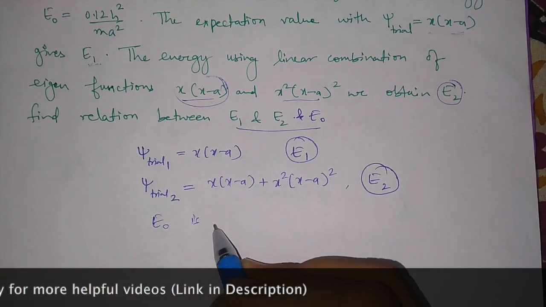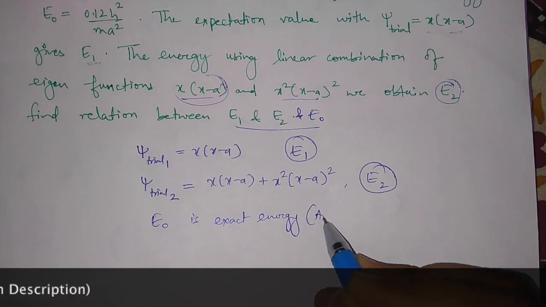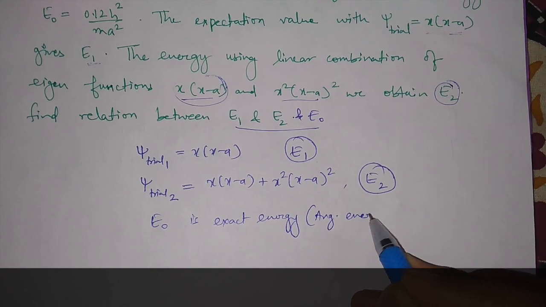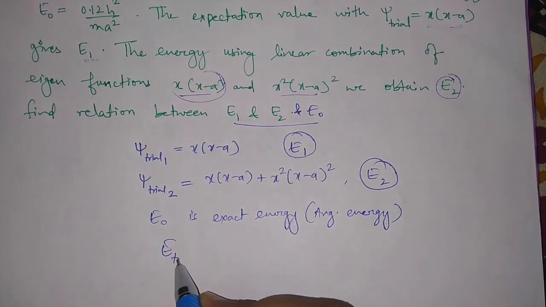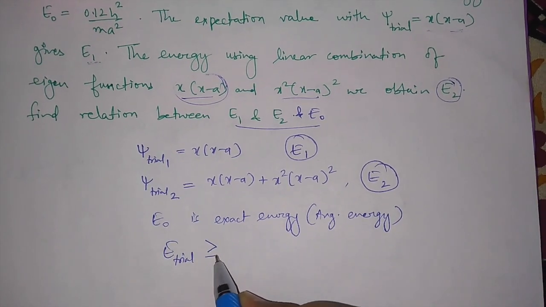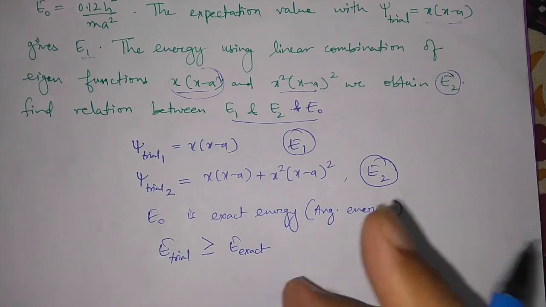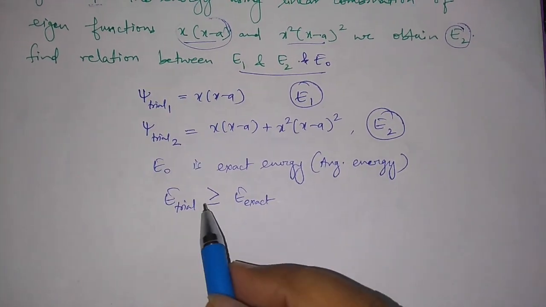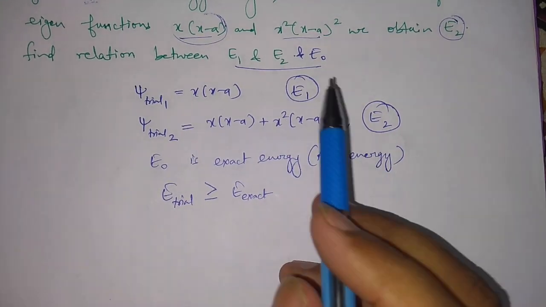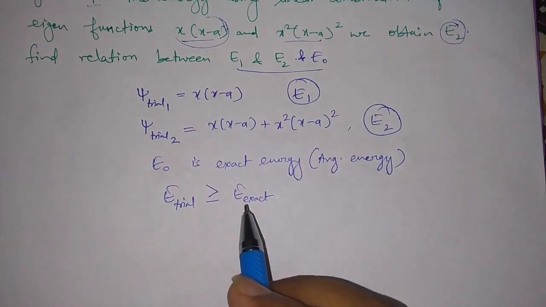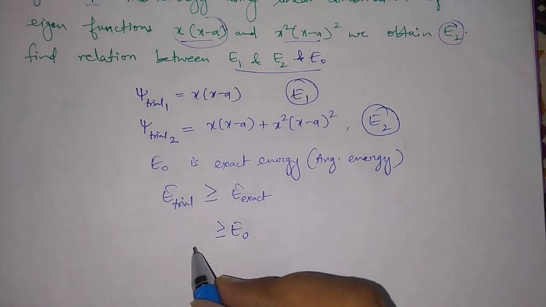E0 is what? It's the exact energy, or exact average energy. This we all know, and we also know by the variation theorem that E trial is always greater than or equal to E exact. Now you have two trial wave functions, E1 and E2. Both of them will be greater than or equal to E exact, which is E0.